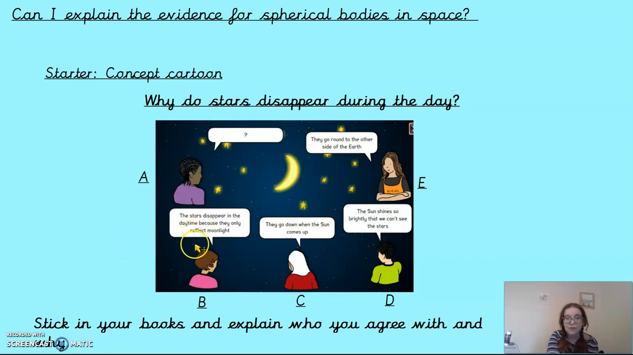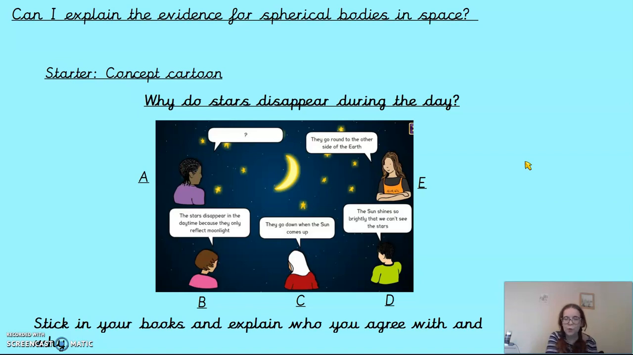B says the stars disappear in the daytime because they only reflect moonlight. C says they go down when the sun comes up. D says the sun shines so brightly that we can't see the stars. And E says they go round to the other side of the Earth. So pause me here, have a think. Which one do you agree with and why? And when you come back, I will tell you which one I agree with and why.